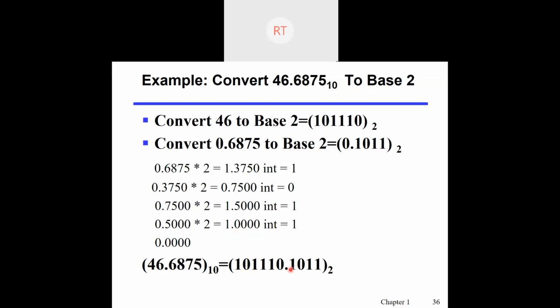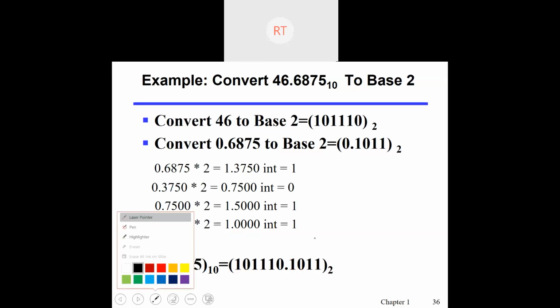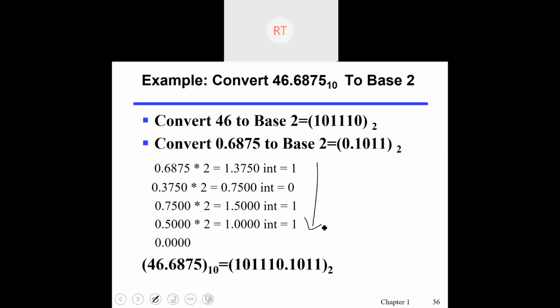Now, how do I write the answer? I go with the answer downward. So be careful, please. I go in this direction. So 1011. Okay. So this is the 46, I write it here. And this is the decimal part, which is 0.6875, I write it here. So this is now in base 10, and the second conversion is in base 2. Clear?